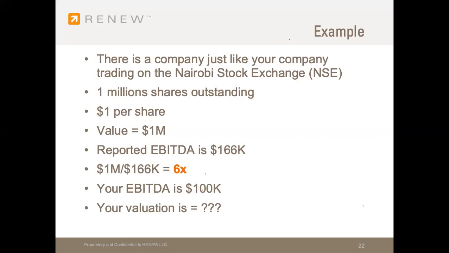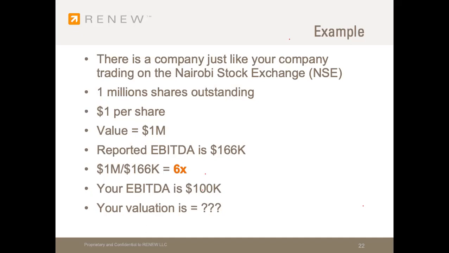It's because 6x is the multiple for a liquid, publicly traded company. Your company is a private company. Your EBITDA is lower than that company's. So the correct answer, and again, this was a trick question, is probably something less than 6 times EBITDA. It might be 5. It might be 5.5. It most certainly likely won't be more than 6, especially if this is a company just like yours.